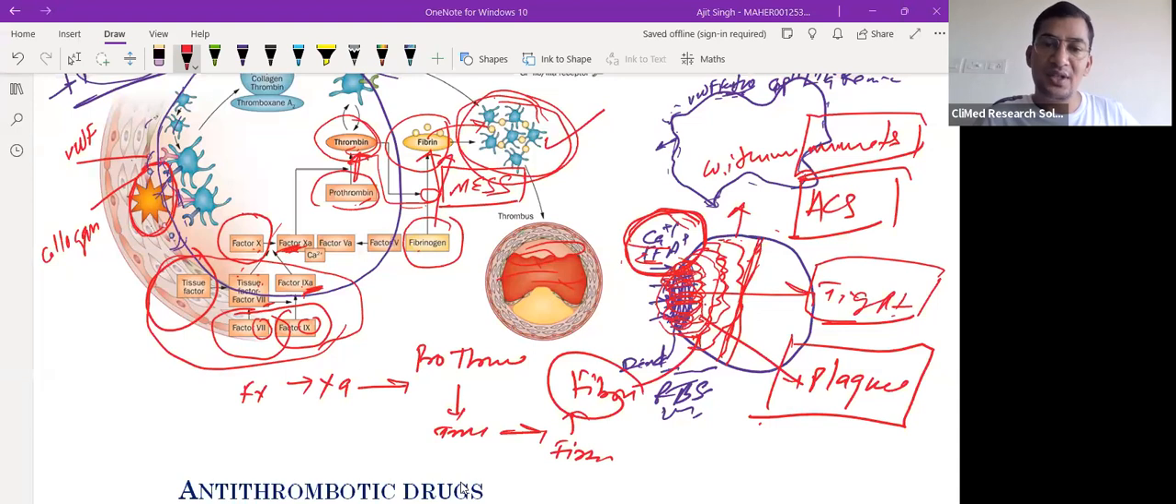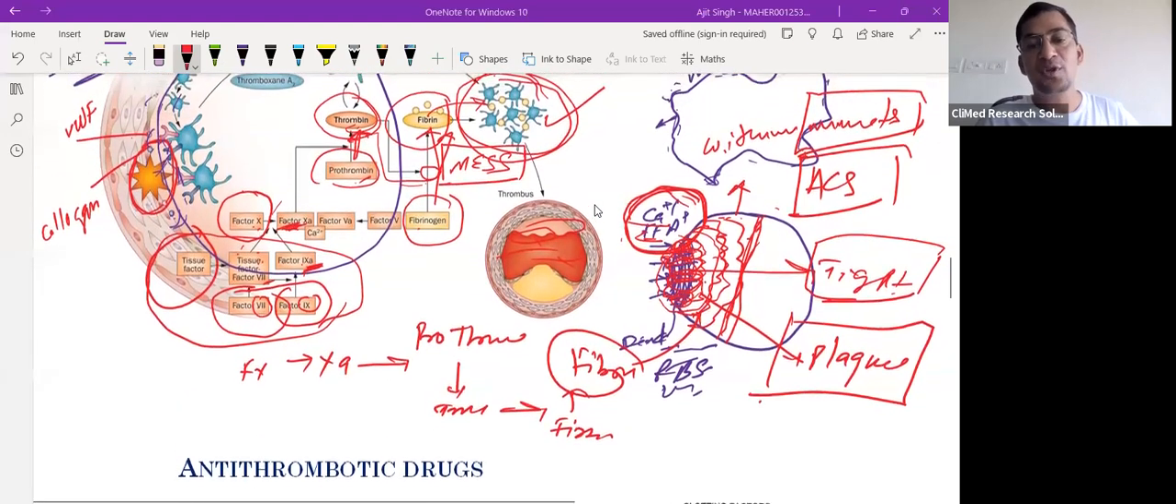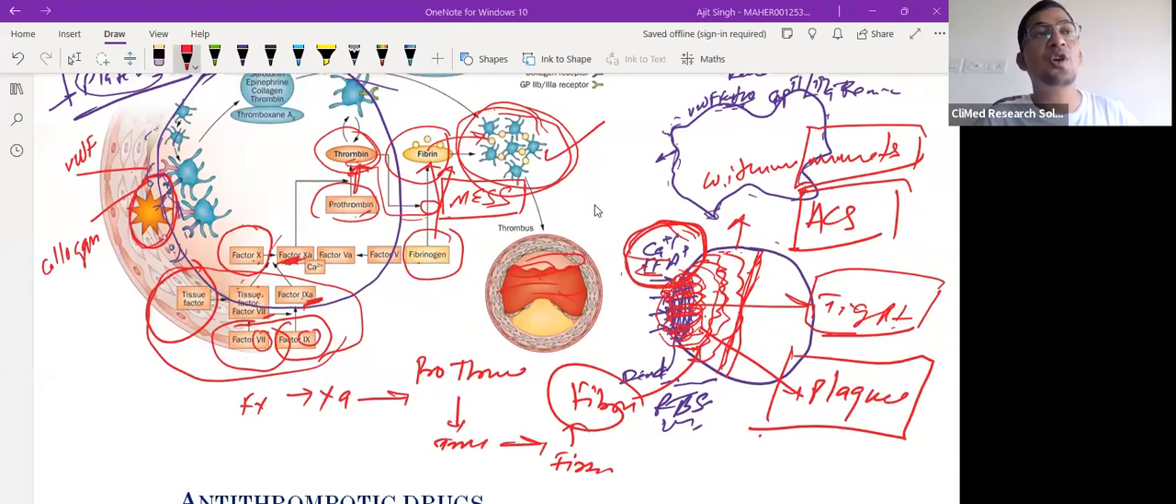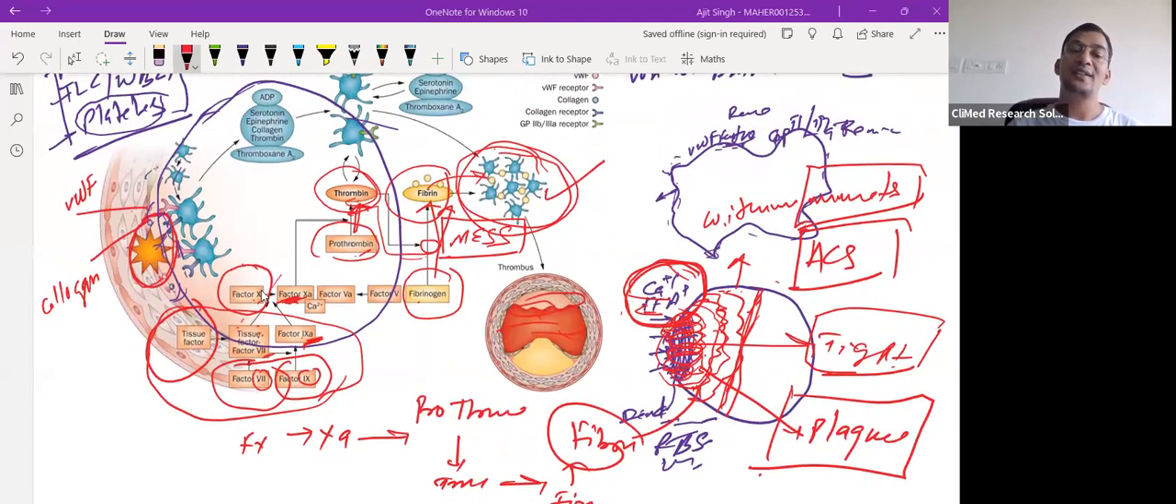Do we have endogenous platelet aggregation inhibitors? We have. Okay, can clot formation be asymptomatic? Clot formation is always asymptomatic. It is just because of the hypoxia that you get the chest pain. Because when your heart has to work hard and you are not getting enough oxygen, that causes the chest pain.